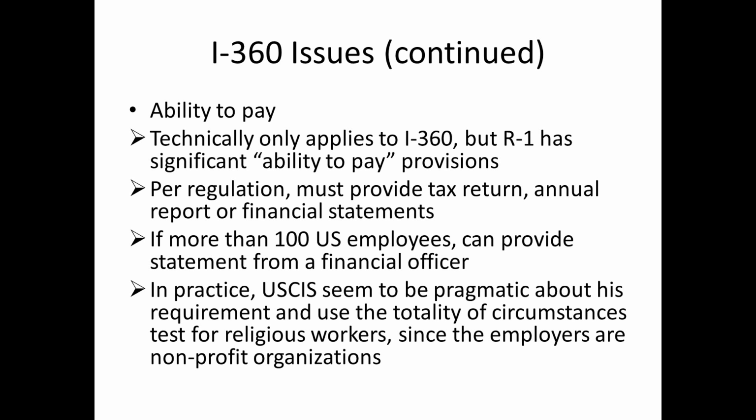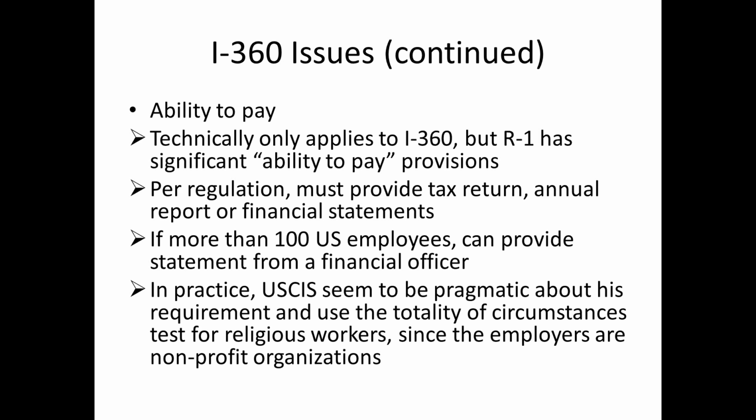For the I-360, like all employment-based immigrant petitions, you have to show that the petitioner has the ability to pay the beneficiary. So per regulation, you have to show one of three things: a tax return, annual report, or financial statement. That's what the regulations require. Obviously, for many religious workers, for instance, they're tax exempt. They don't file tax returns. Some do, but most don't.